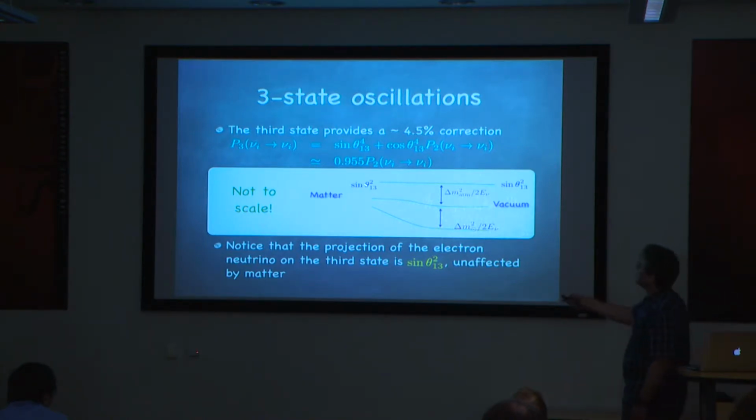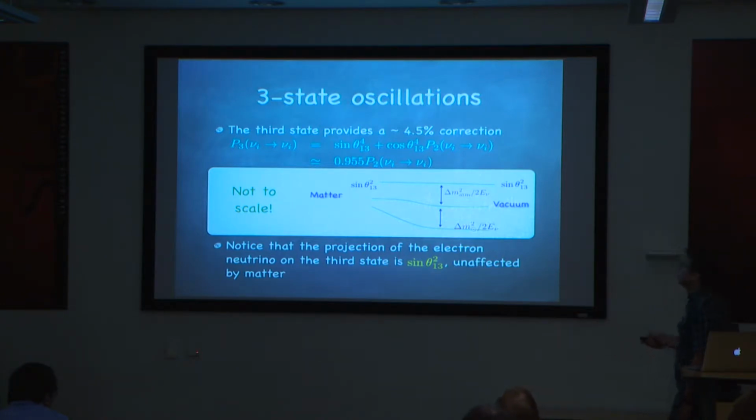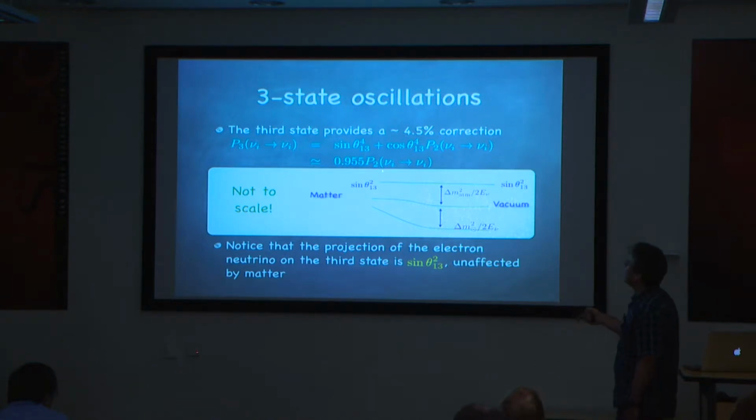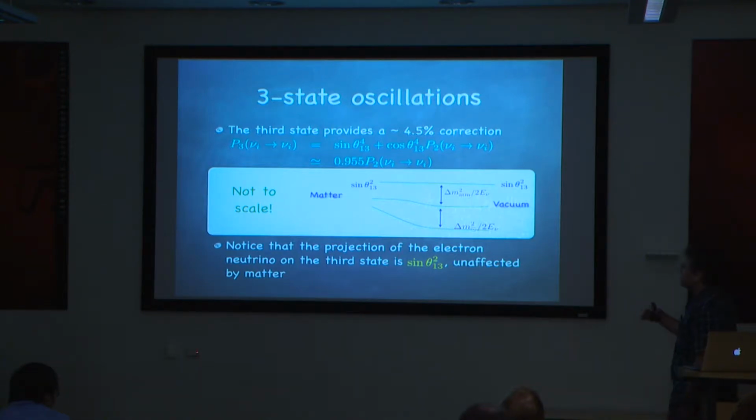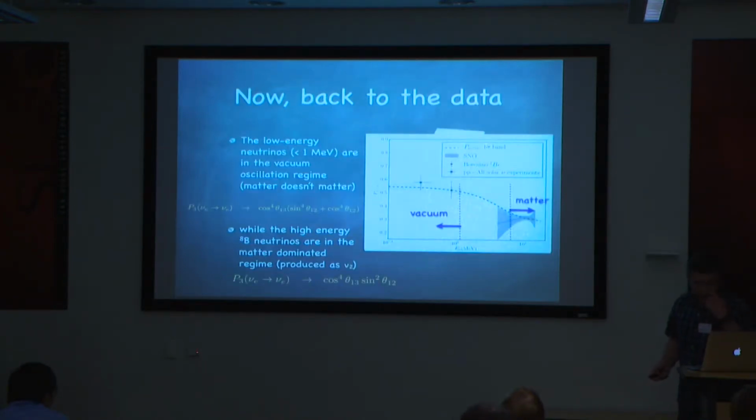You just convince yourself that the projection on this state is given by the sine of theta 1,3, which has been measured. So given the measured value of theta 1,3, this gives like a 4.5% correction to the 2-flavor survival probability and overall deficit. And the deficit is easy to understand because when you go in that state, you're basically gone. So, okay, that's the 3-flavor effects, very easy.